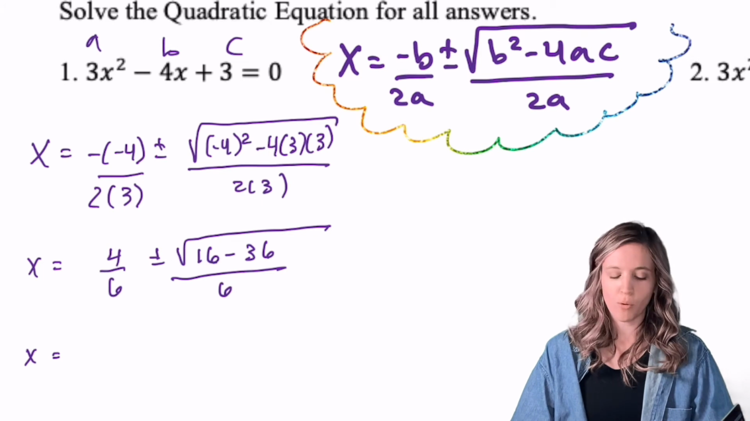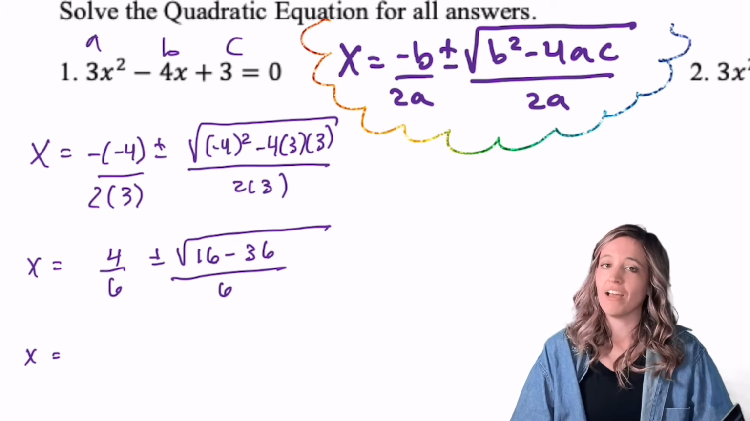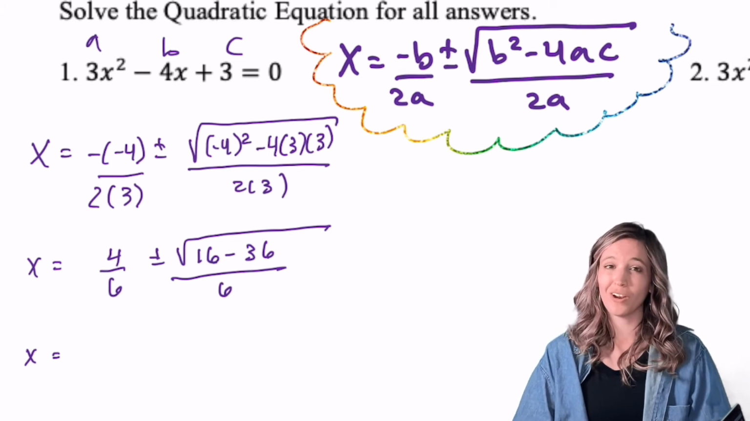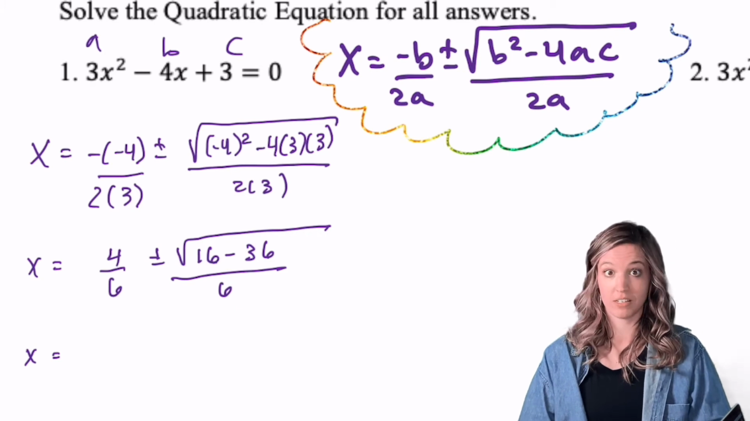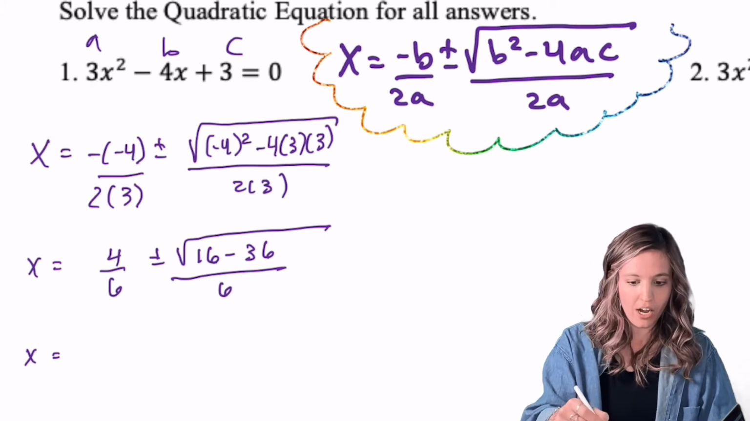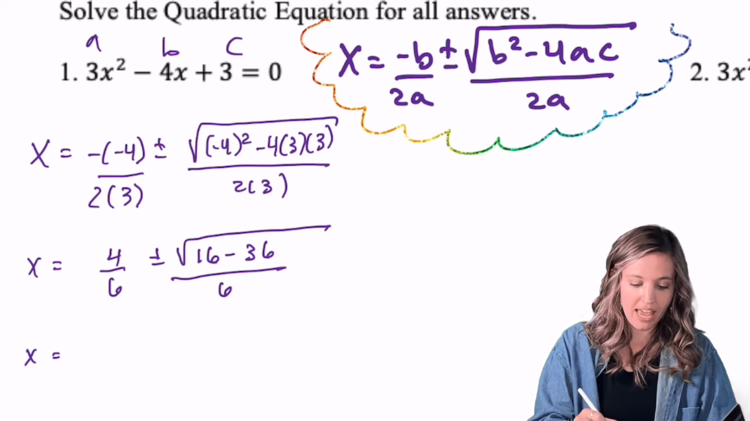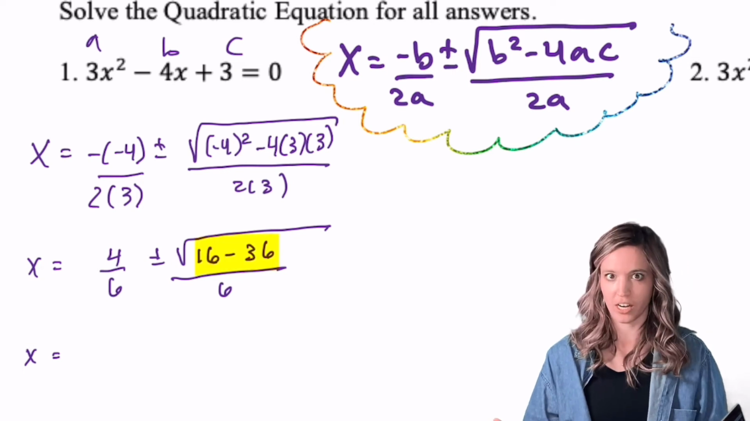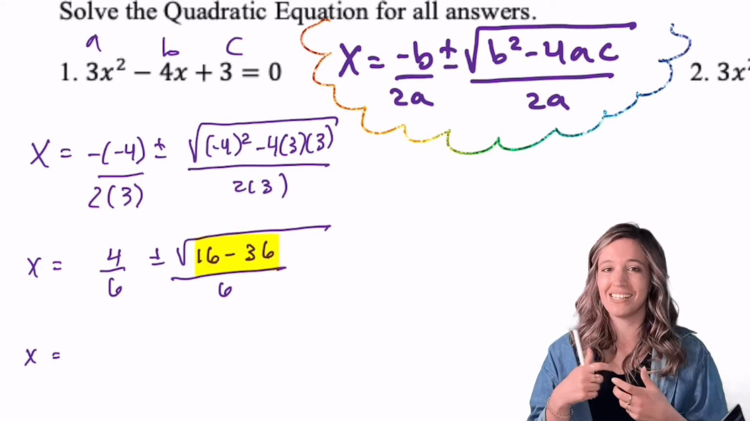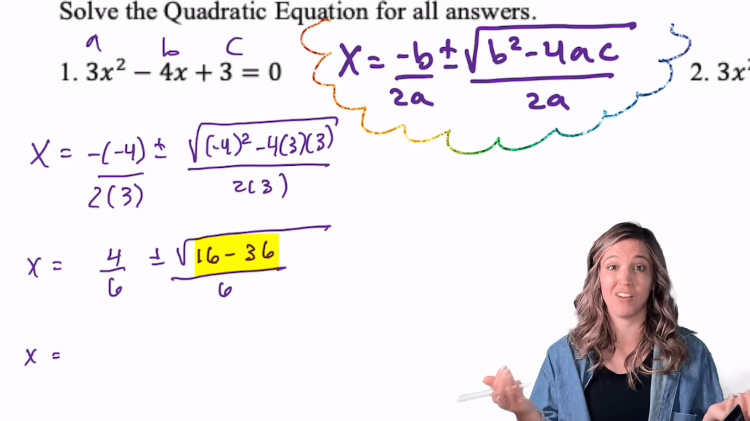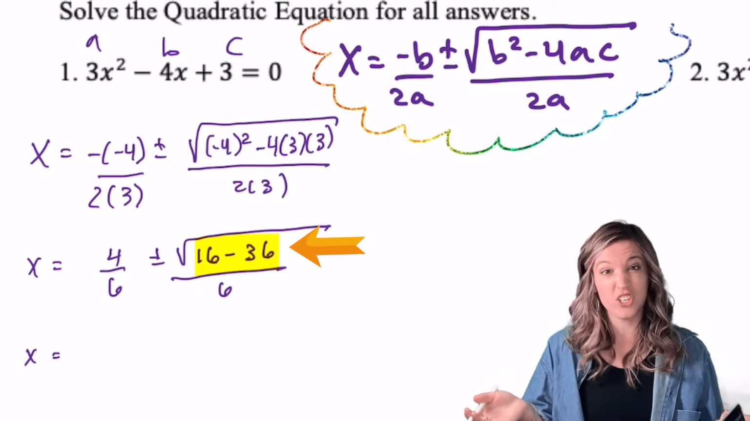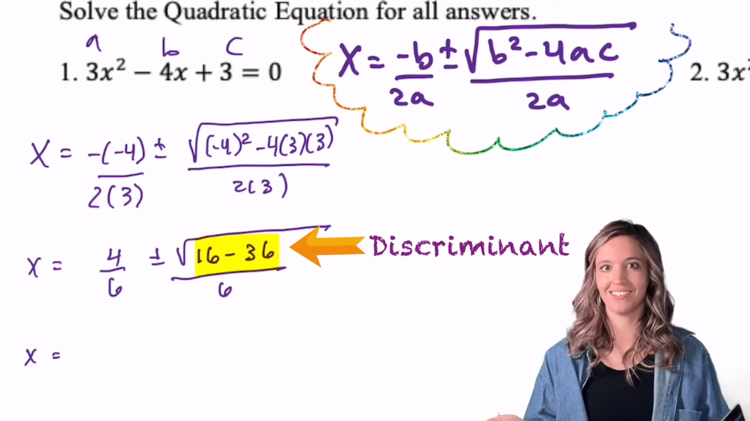Okay, so I plugged into my quadratic formula, and right here at this step, I have 4 divided by 6 plus or minus the square root of 16 minus 36 divided by 6. Well, right here, I already can tell that I'm going to end up with complex solutions, imaginary numbers, because I have that 16 minus 36 that's going to end up being negative underneath my square root. That's called the discriminant, b squared minus 4ac.